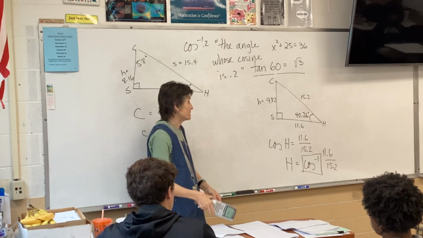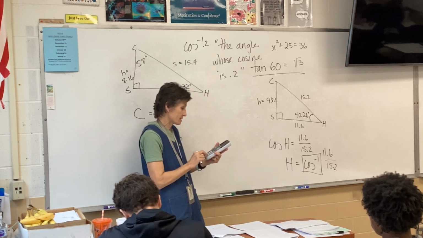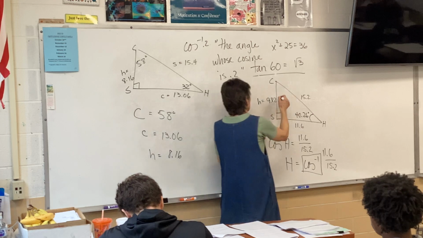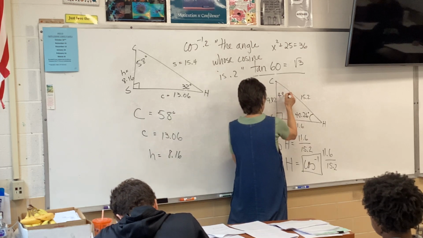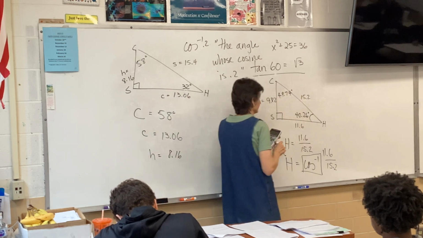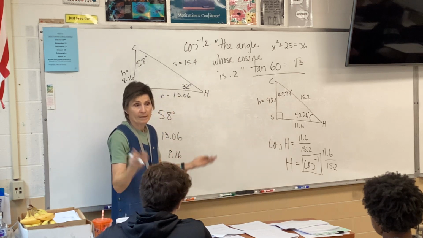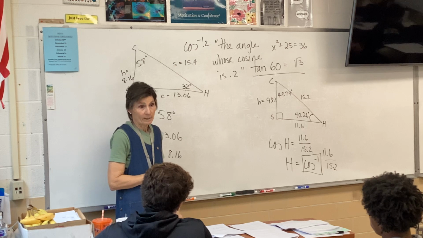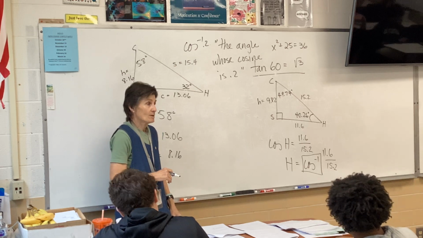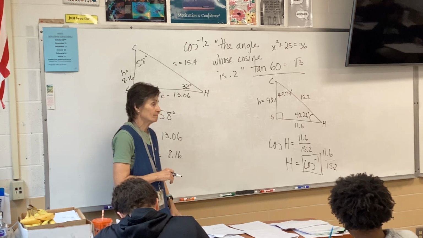Well, the last one's easy. If that's 40.26, then the other one doesn't have any choice. It has to be 49.74. Again, the angles of a triangle have to add up to 180. So once I know two of them, the third one is set.